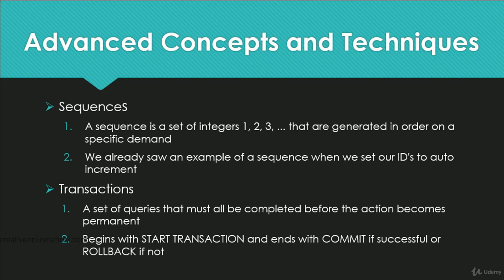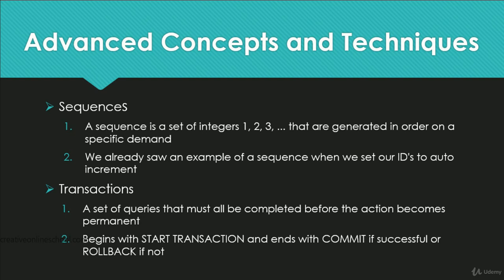A transaction is a set of queries that must all be completed before the action becomes permanent. One of the things transactions are necessary for is things like auto-incrementing. The correct ID has to be determined, and then the insert has to happen, and we need to make sure that nothing happens in between, and so we can use a transaction. Transactions begin with the start transaction command and end with commit if the transaction was successful, or rollback if not. It will undo everything that happened within the transaction.